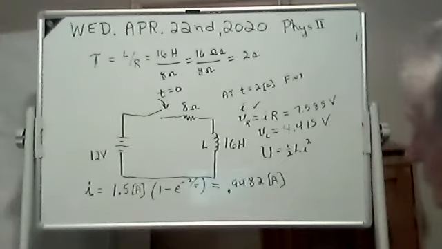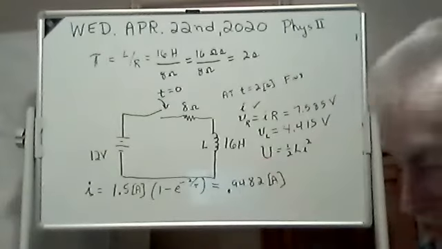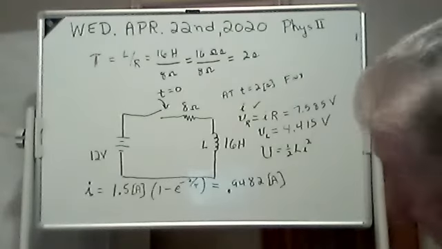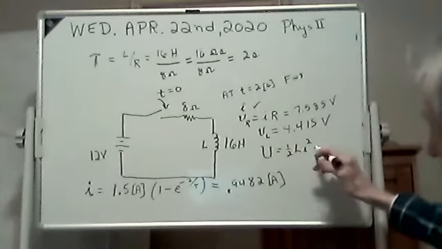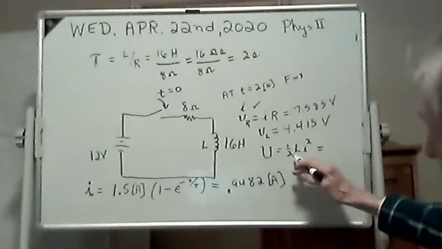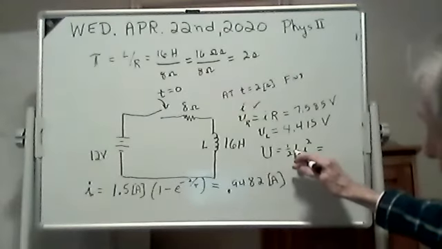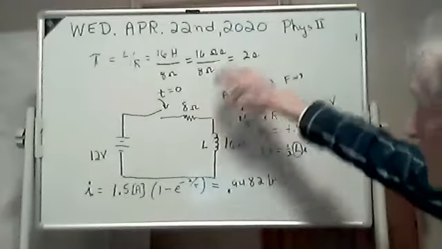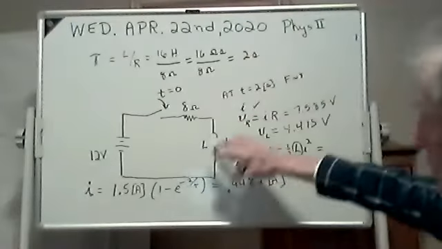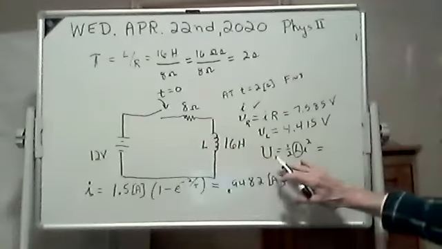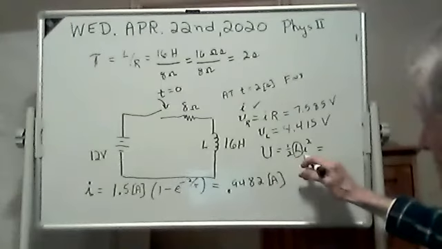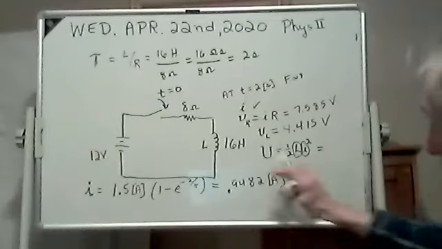Okay. Now we're going to get the energy stored in the coil or the inductor. Here goes. Well, we know all of this stuff. We know L. It's 16 henries. I didn't write it. And we know I. We just did I. So I'm going to do that. Here goes.